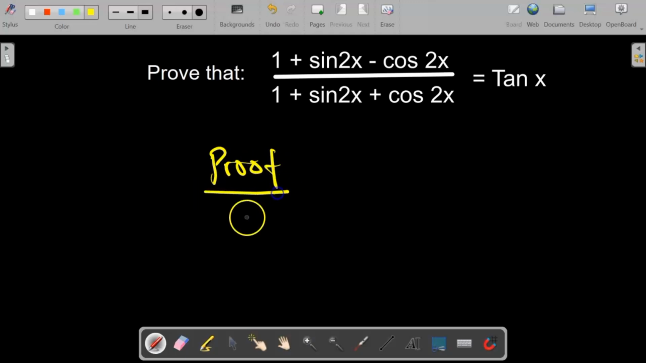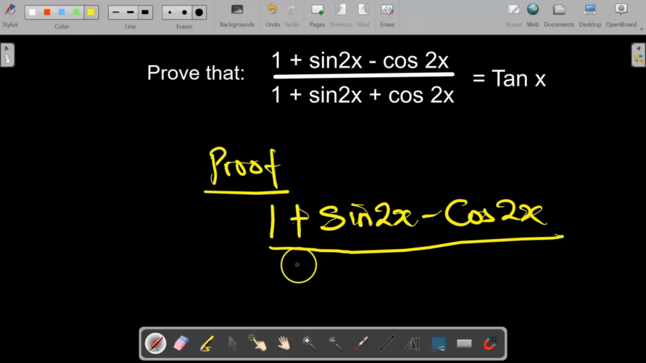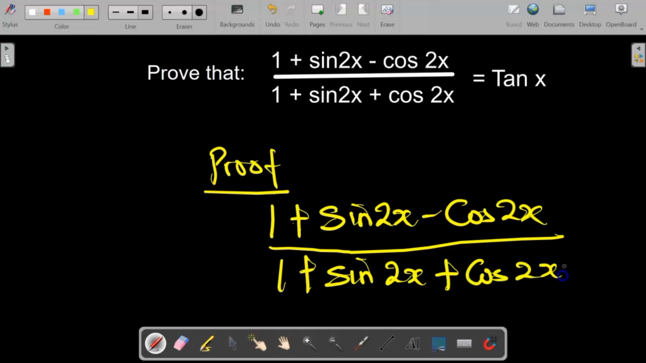We have 1 plus sine 2x minus cos 2x, everything over 1 plus sine 2x plus cos 2x.